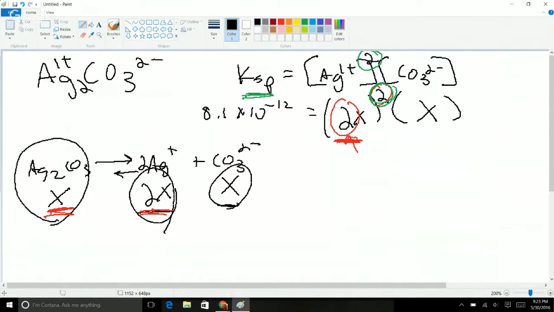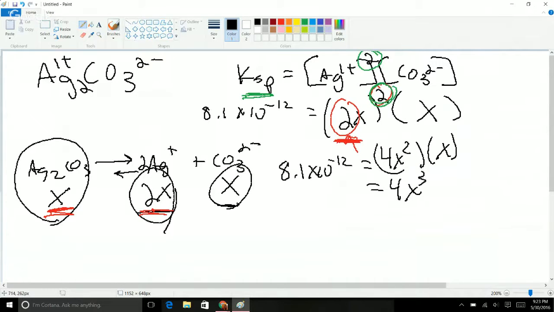Okay, now I'm going to keep doing my math. So now I'm going to simplify. 8.1 times 10 to the -12 is equal to 2X squared, which is 4X squared times X, which is equal to 4X cubed. So then I'm going to divide both sides by 4 and do the cube root, and I get that X equals 0.000125. Sig figs in these problems don't really matter because the KSP is the only number we're dealing with, and that's infinite sig figs. Whatever sig figs you do sounds good to me.